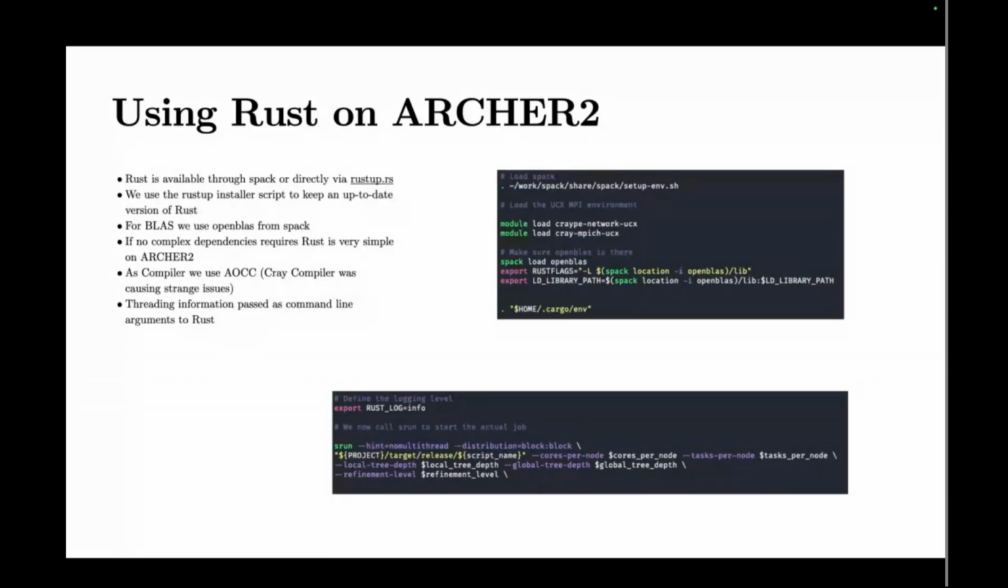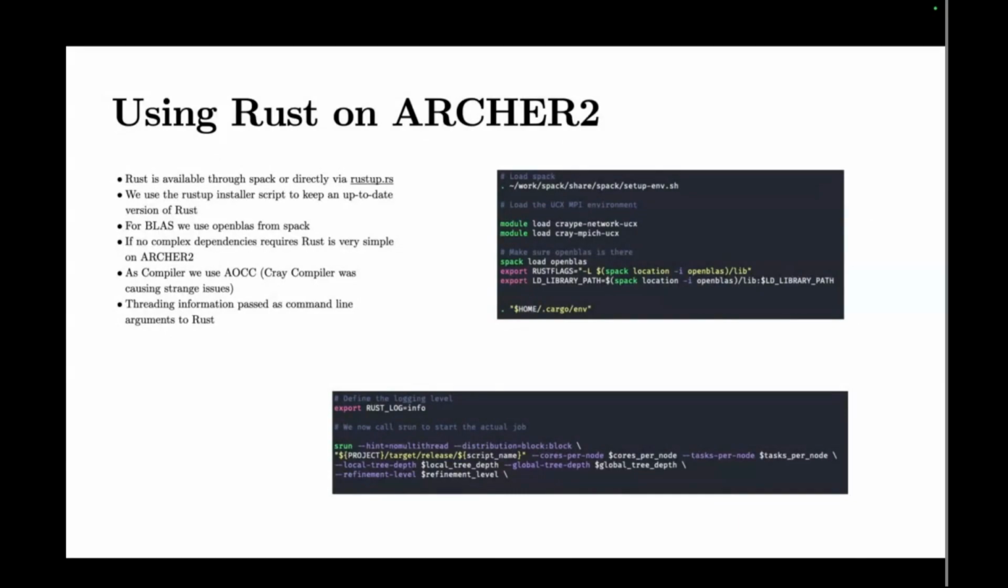So we are just doing our cargo build. Cargo is the Rust build system. We are saying cargo build and it just downloads what it needs and builds it on ARCHER2 without problems, as long as AOCC is used. And then we just pass the threading information as command line arguments to Rust. And inside Rust, we set the threading levels so that Rust doesn't try to spread out across all the CPU cores, and just uses the number of threads per MPI process that we wanted to assign, and that's really it.